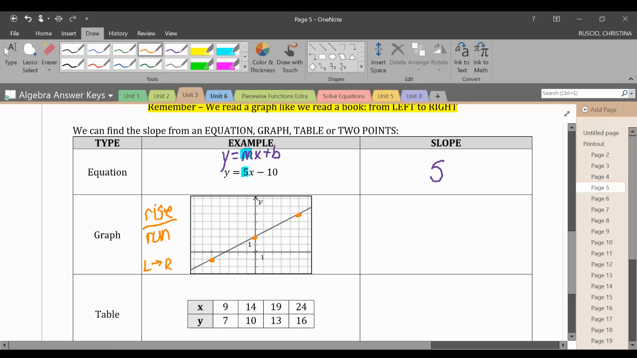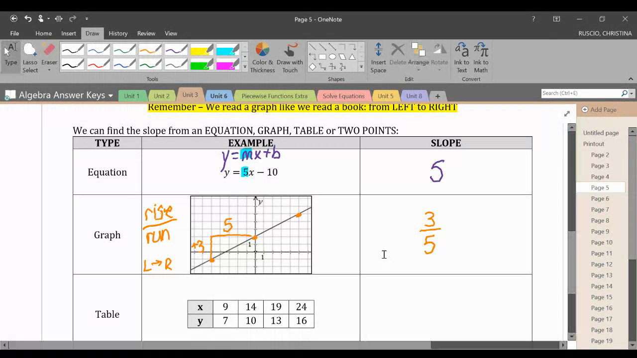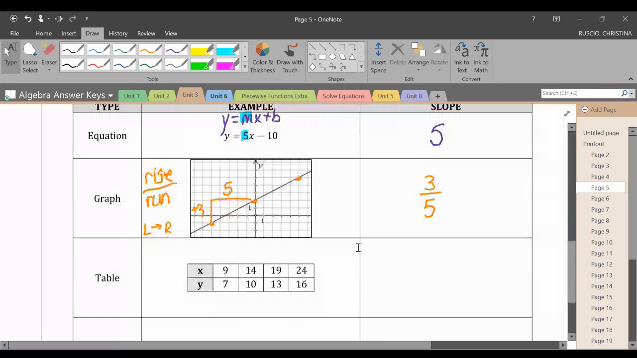I'm going to go up 1, 2, 3. So up 3 is a positive 3. And then we're going to go to the right 1, 2, 3, 4, 5 spaces. So the slope of this graph is the rise, 3, divided by the run, 5. Now, some people might want to convert this to a decimal. I say leave it as a fraction, because when you leave your slope as a fraction, it's so much easier to graph. Simplify the fraction if you need to, but leave it as a fraction.